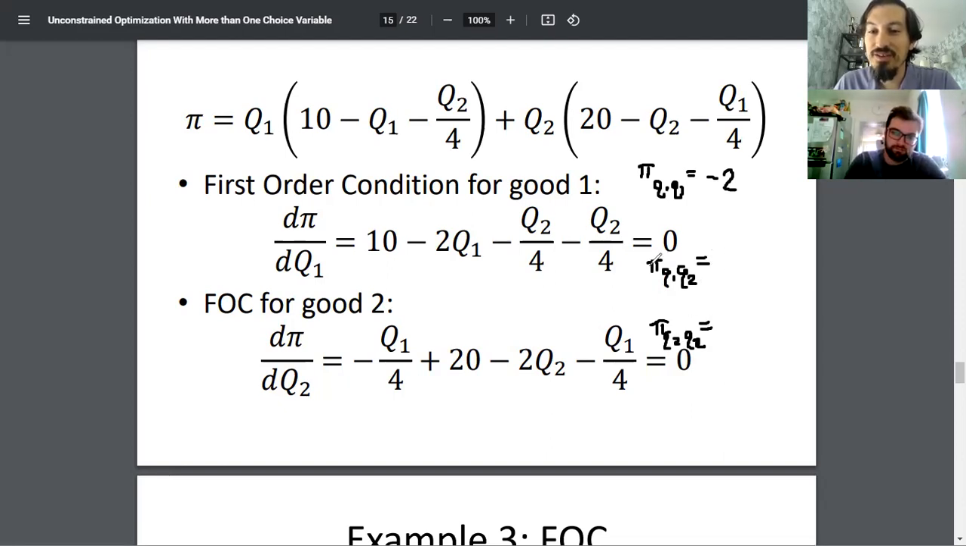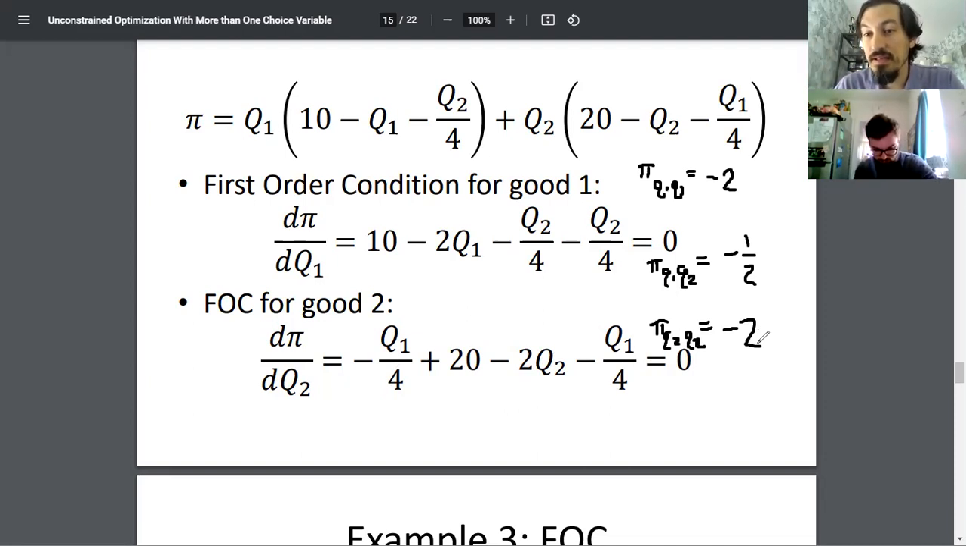What I'm saying here is that for the cross partial derivative, pi with respect to Q1 and then Q2, I would look at this formula and say, where are the Q2s in it? They're here. It's -1/2, because -1/4 plus -1/4 is -1/2. And then if I wanted pi Q2, Q2, I would look down here and say, where's there a Q2? It's here. That's also -2. So the Hessian matrix here is constant. The Hessian matrix doesn't have any Q's in it. All of the Q's vanished.